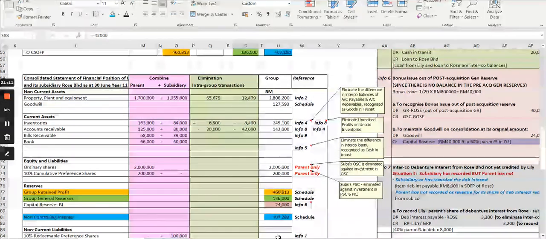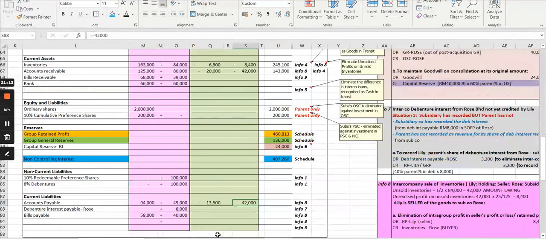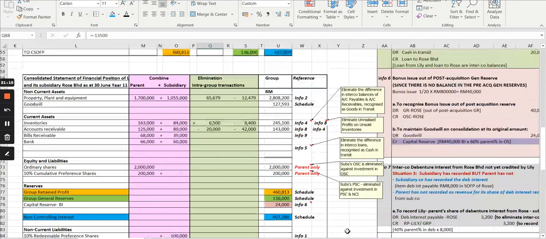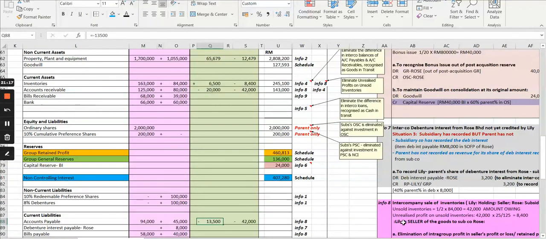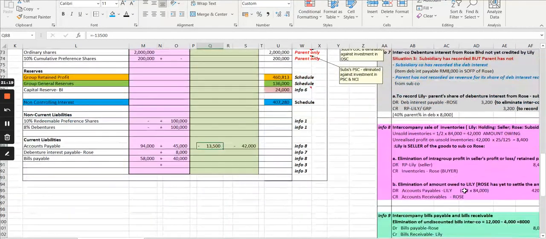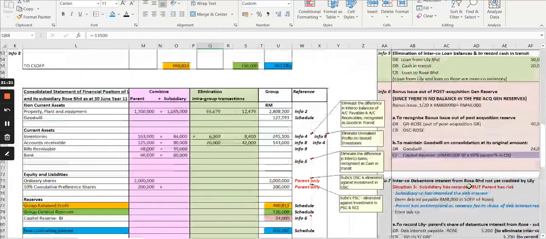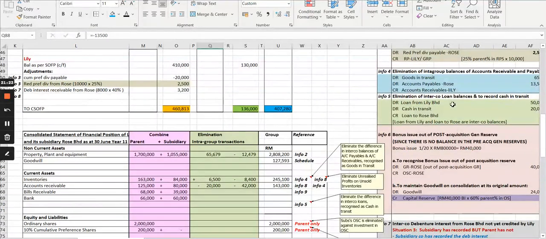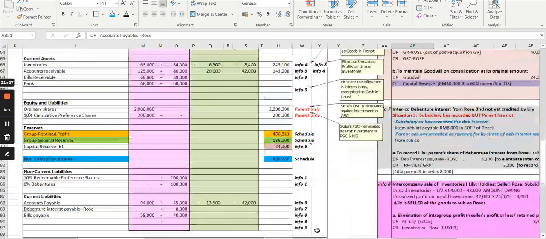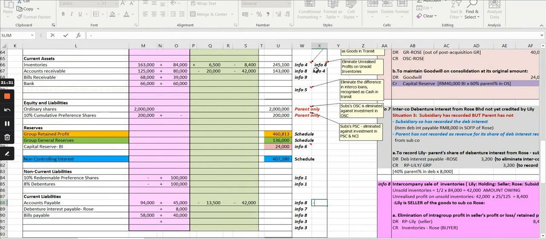And remember that the 13,500 that you have here is also from information number 8, as well as this information related to information number 4. So both information 8 and information 4 are the same thing.